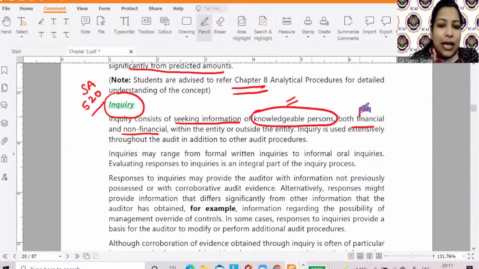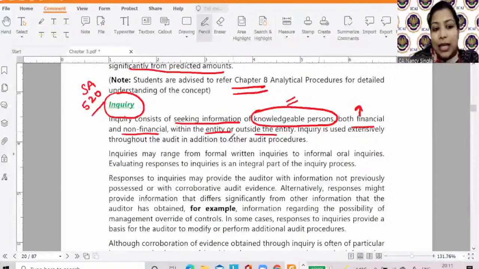Financial में तो जैसे I asked the management, management tell me provision दिखाना है, contingent liability दिखाना है, so this is related to finances. ठीक है. Non-financial में okay, management tell me how your input-output process works. What is your production process? So I want to know how you hire the staff, how your internal control works. And those persons can be within the entity or outside the entity.